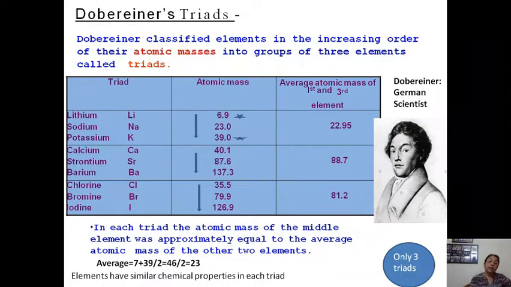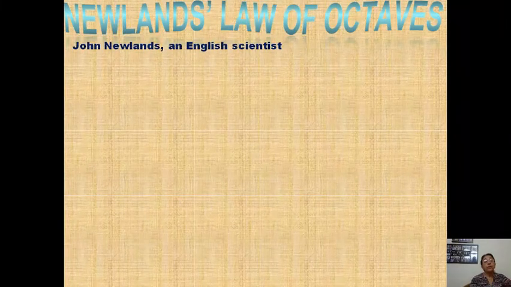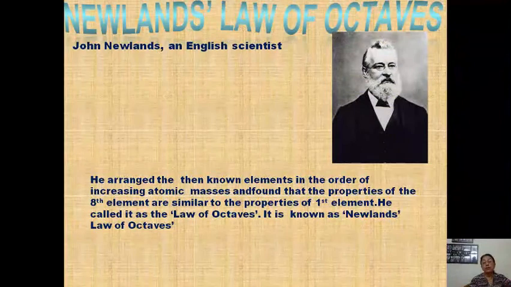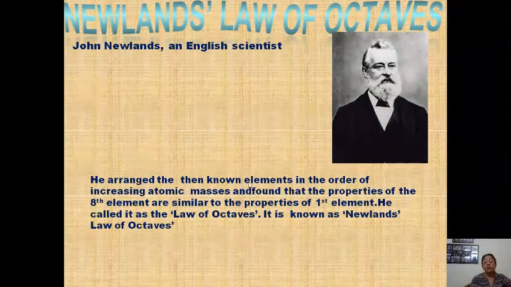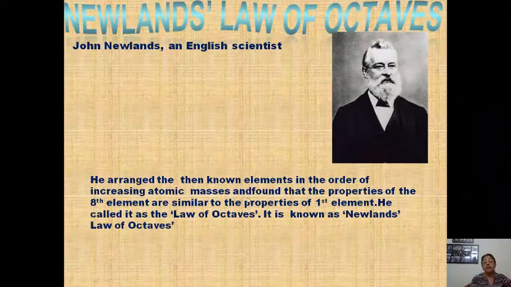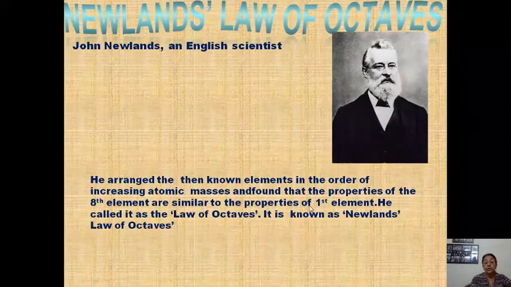So only 3 triads can be made according to the Dobereiner's classification. But let's see what the next milestone in the journey of the periodic classification is: Newlands' law of octaves. John Newlands was an English scientist. This is his picture. He arranged the then known elements, about approximately 56 elements, in the order of increasing atomic masses and found that, please note, the properties of the 8th element are similar to the properties of the first element. It is now known as Newlands' law of octaves.